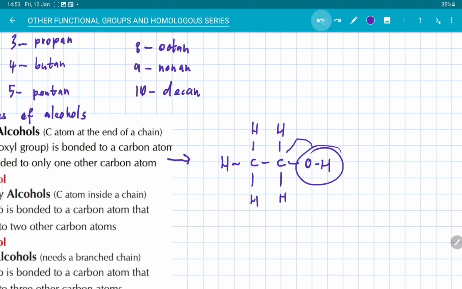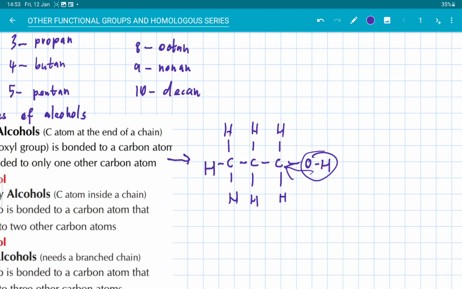Because of that, this molecule qualifies as a primary alcohol, because the carbon attached to OH is attached to one carbon only, and it wouldn't matter how long the chain is, people. What matters is that the carbon attached to OH is only attached to one other carbon atom. Hence we use the terms primary and secondary: we can just say OH is attached to a primary carbon, hence we call it a primary alcohol. So this is a primary alcohol.